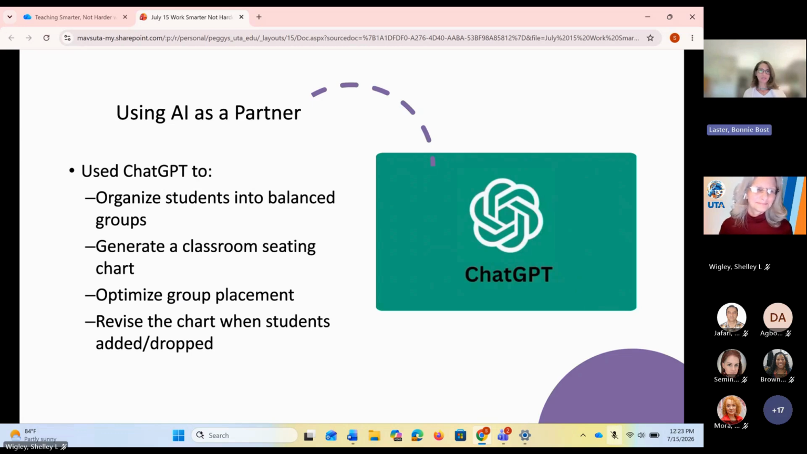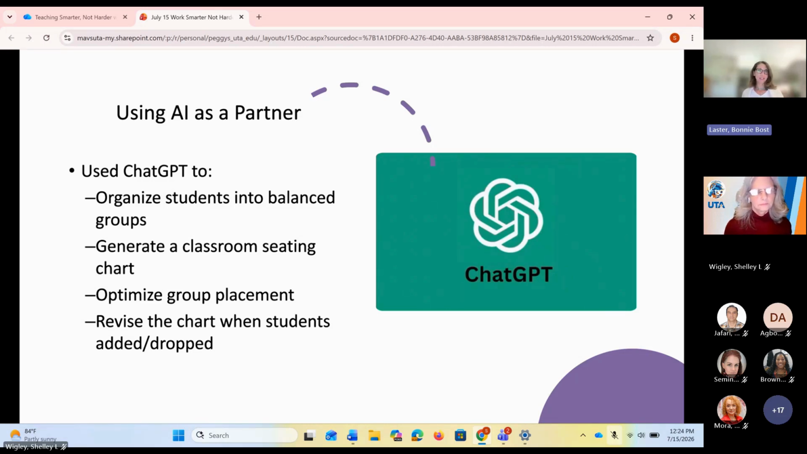I asked ChatGPT to organize everyone into balanced groups. Now, of course, for confidentiality, when I inputted this information to chat, I had students identified by numbers that I knew. I didn't upload everyone's name and identification into chat, but taking into account preferences, what type of roles they take on, if they were uncomfortable being in a group with someone, etc.